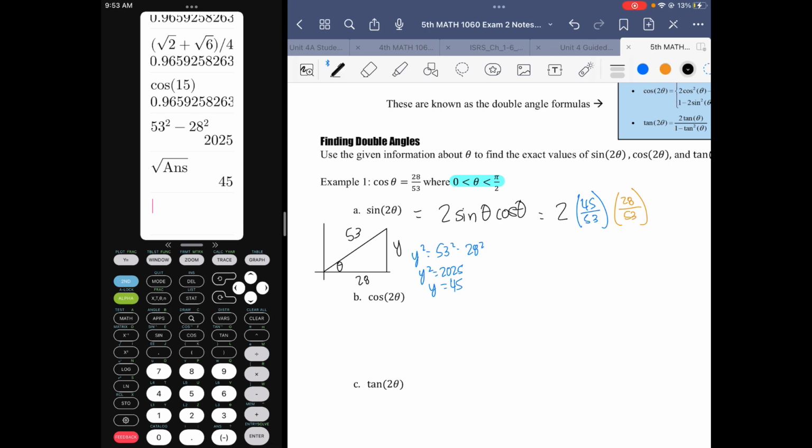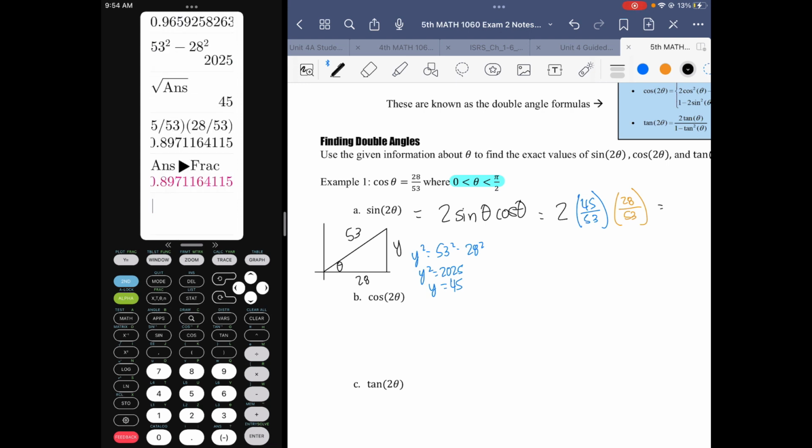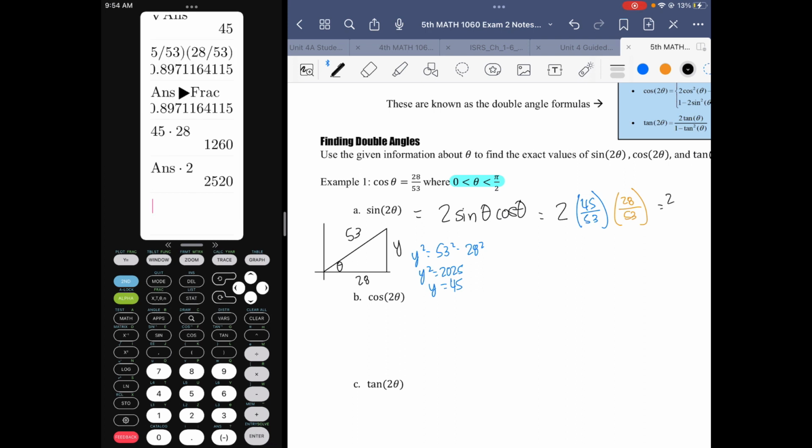And then we would go ahead and multiply these all in. So 2 times 45 over 53 multiplied by 28 over 53. And then I'm going to turn that back into a fraction if I can. Ooh, I cannot. Okay, well, let's simplify differently then. 45 times 28 times 2 would be 2520. And on the bottom, that would be 53 squared, which is 2,809. So apparently that doesn't reduce very prettily.